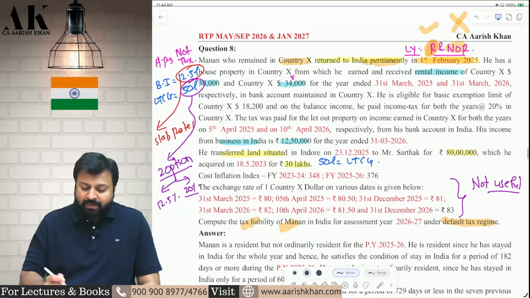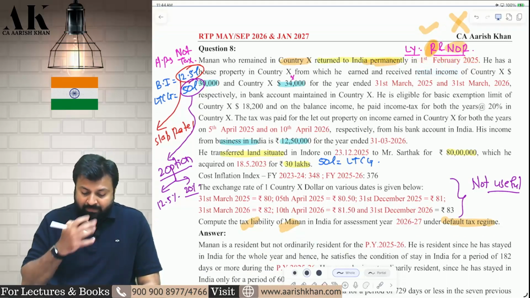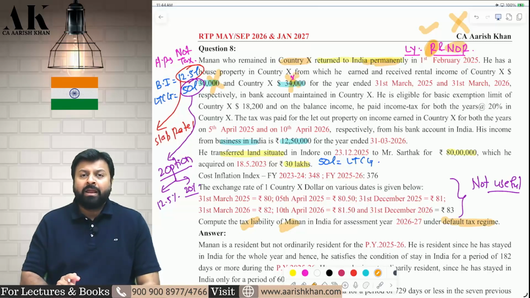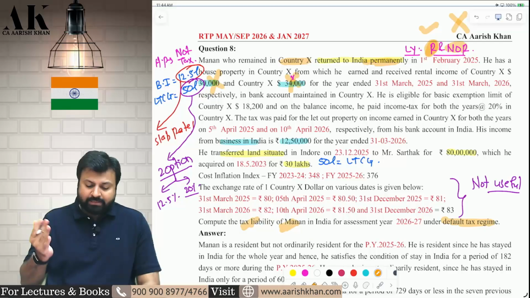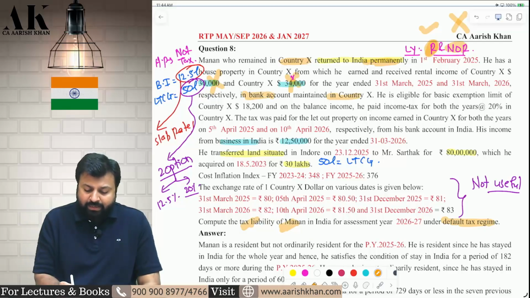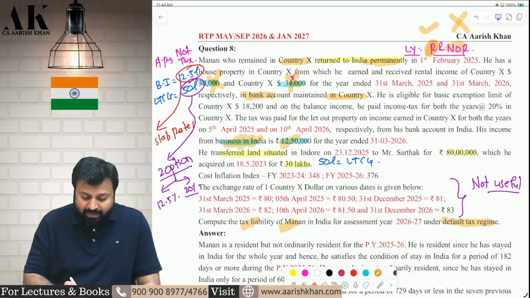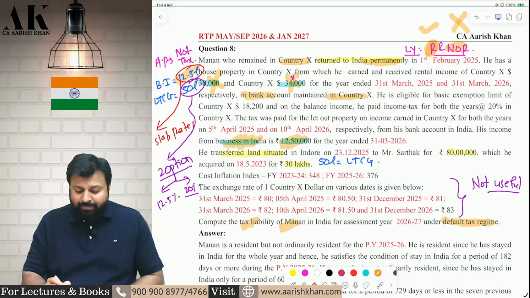Therefore, what is Manan earning? Manan is earning some rental income from country X. See, the rental income from country X will not be taxable in India. Why? Because this is accrued outside India. This is received outside India in the bank account in country X. Therefore, that will not be subject to tax in India. What will be taxable in India for Manan is only the business income in India of 12,50,000. On that Manan will pay tax in India.